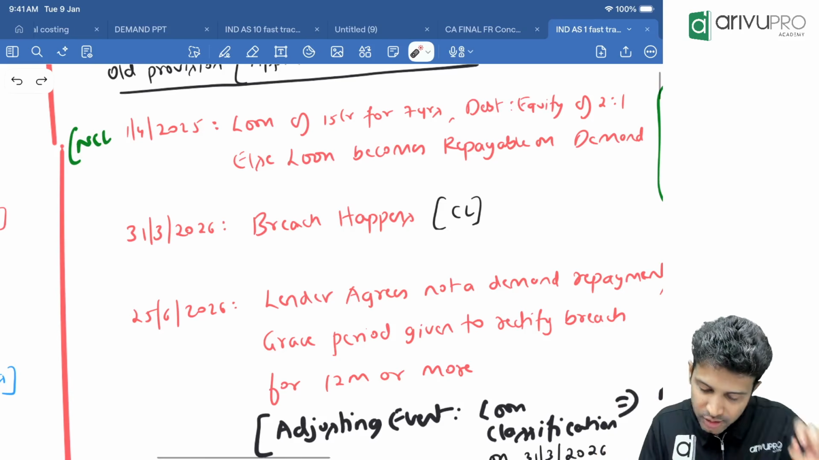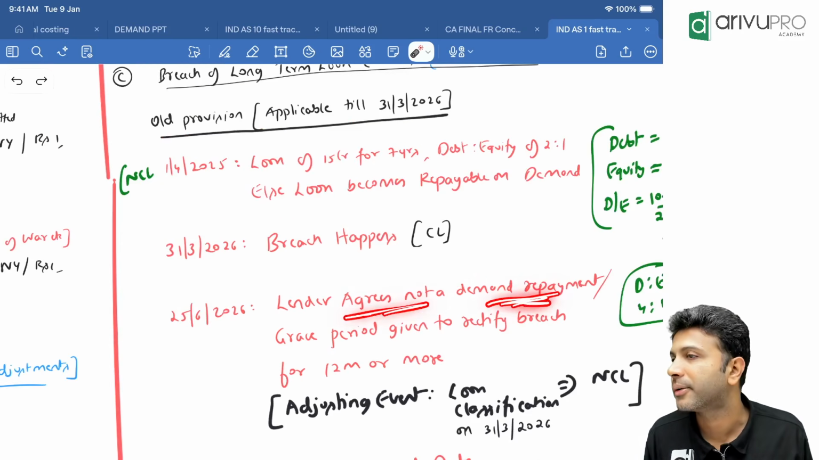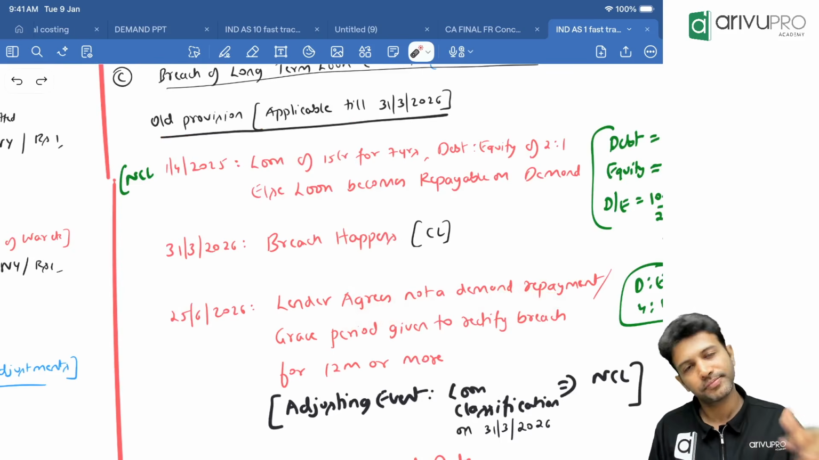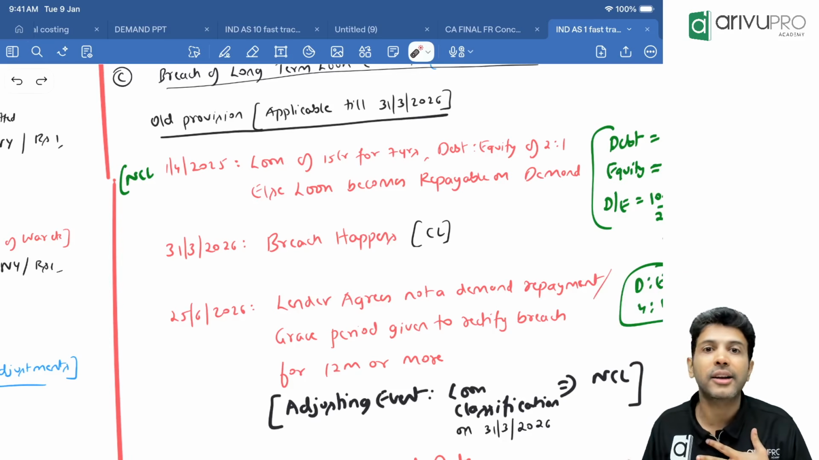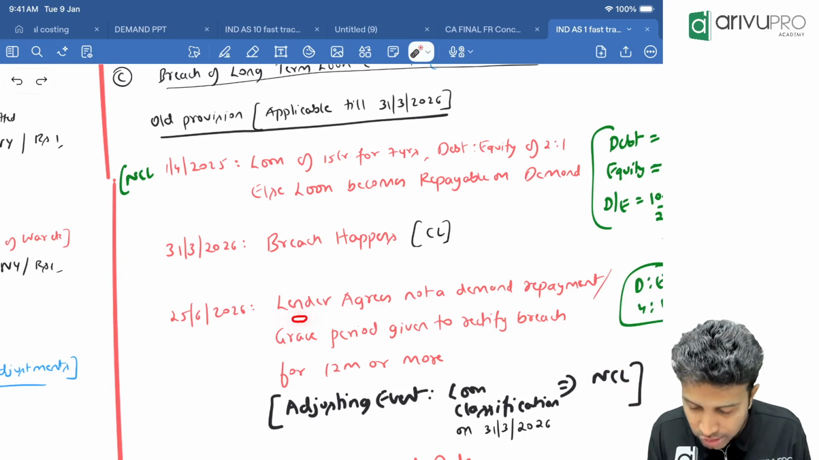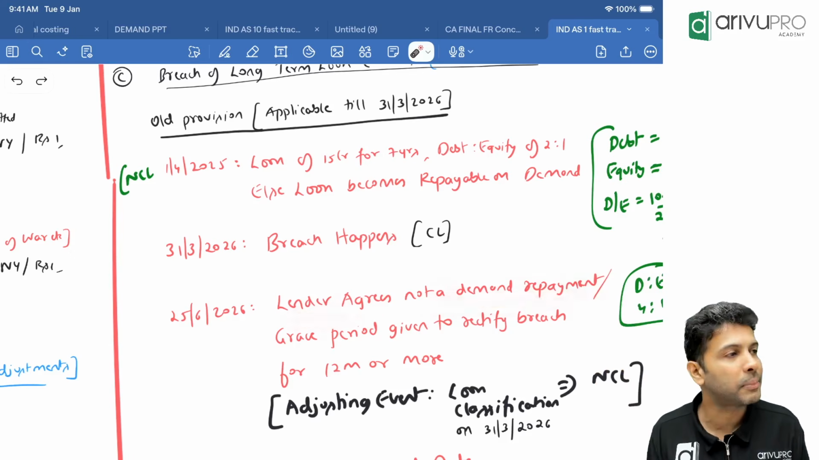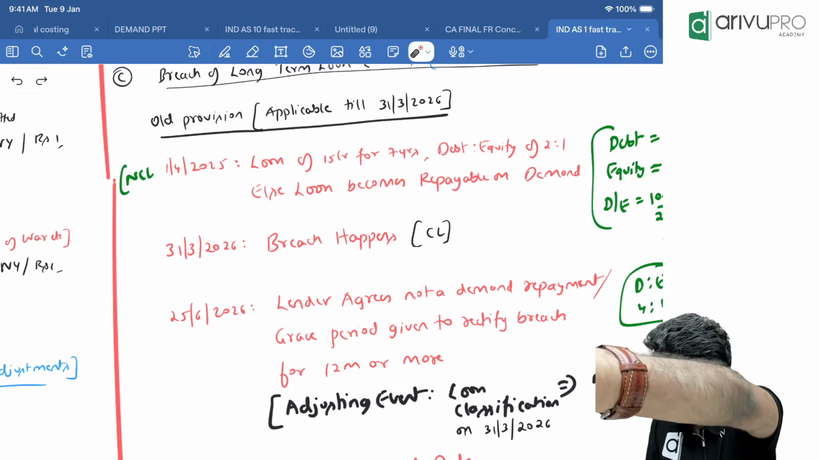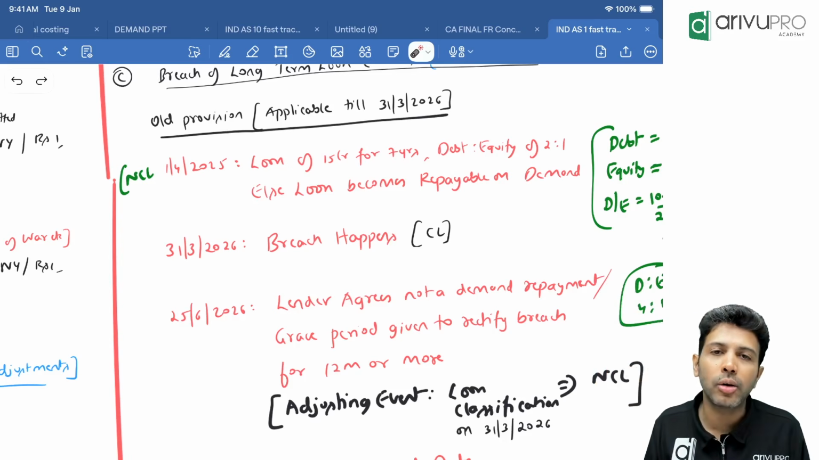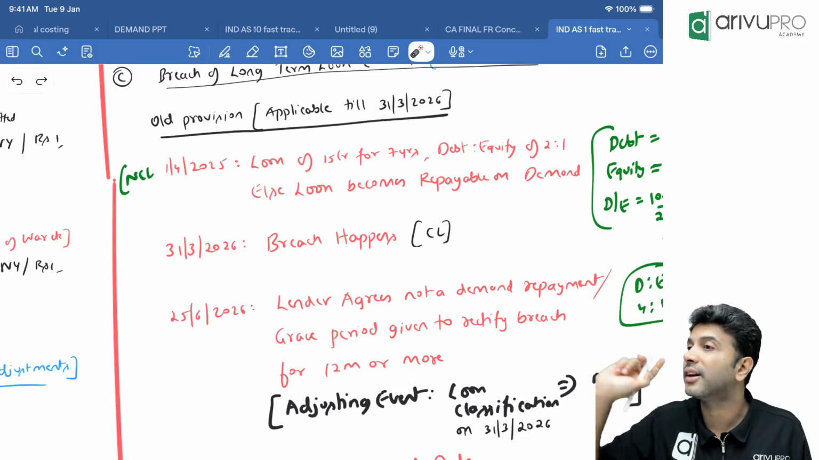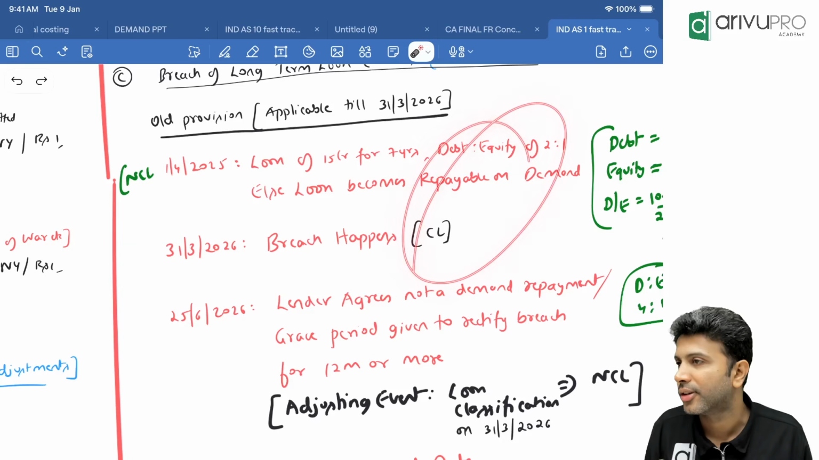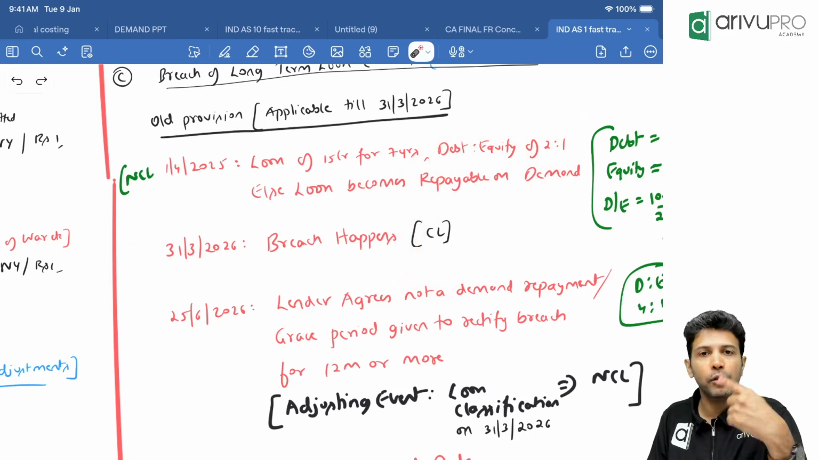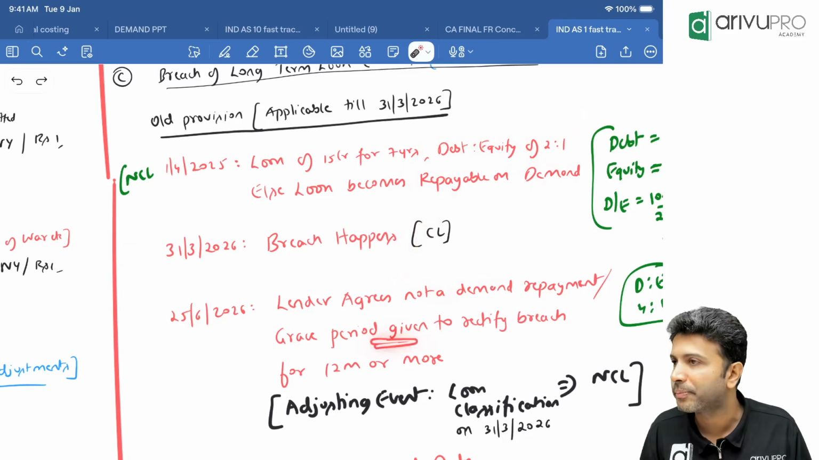Lender, banker, agrees not to demand repayment. Banker told, no problem, I will ignore your breach. They did not ask us to correct. They told, I will ignore your breach. So lender agrees not to demand the repayment by ignoring the breach. Either that case could have happened, or lender told, I will give you a grace period. I will give you extra time to correct this breach. That we call a grace period.